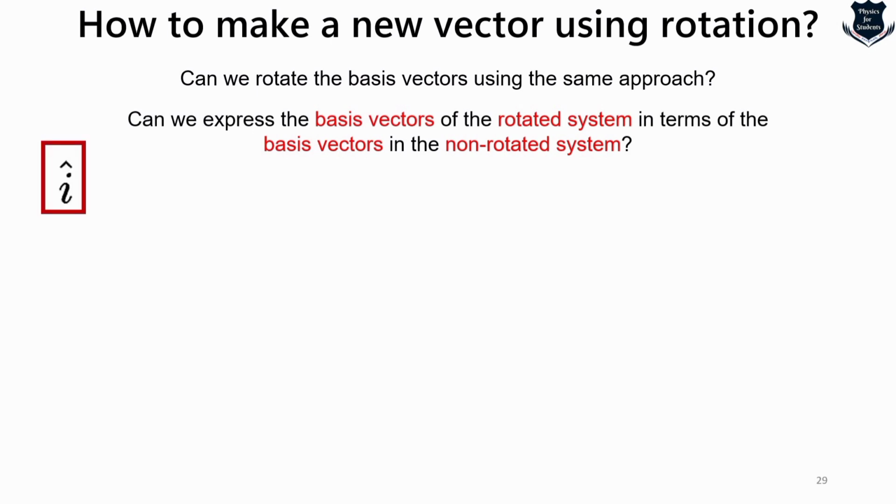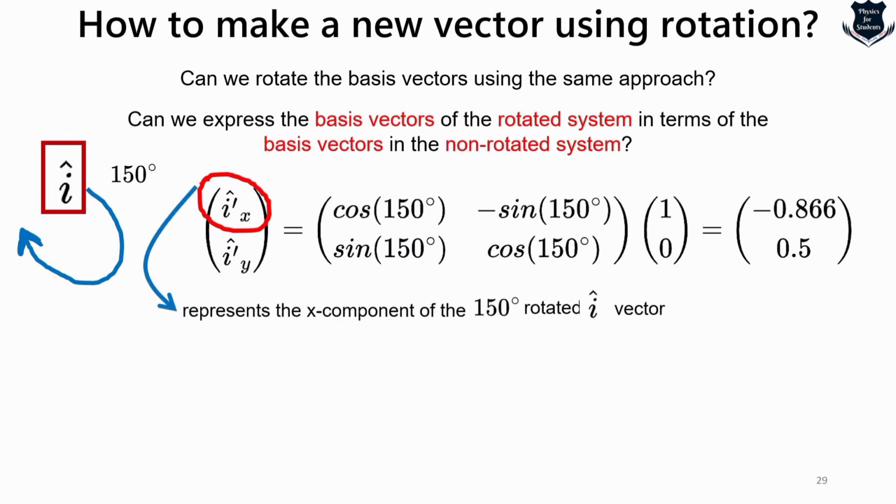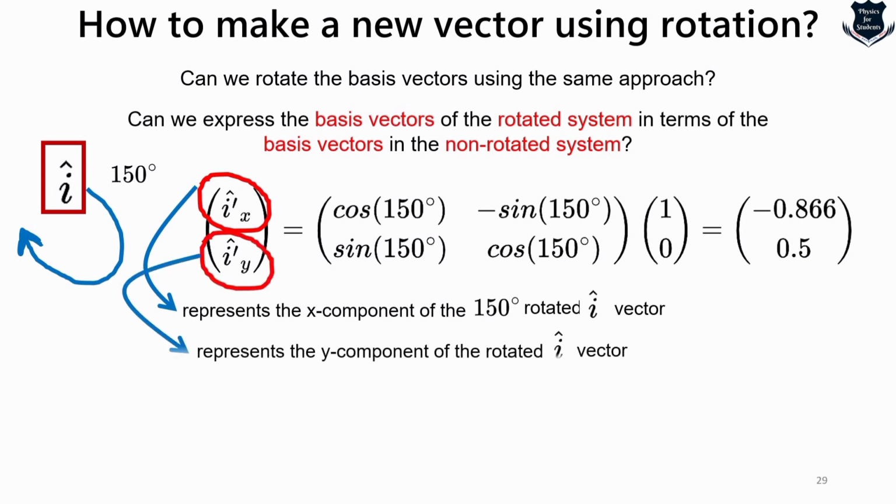And here it is. If I take a unit vector i and rotate it by 150 degrees counterclockwise, then what we get is this one. i hat prime x and i hat prime y will be equal to this, 1 0, and it will again give the same values, minus 0.866 and 0.5. Here i prime x represents the x component of the 150 degree rotated i vector, and i prime y represents the y component of the rotated i hat vector, and so on, right?